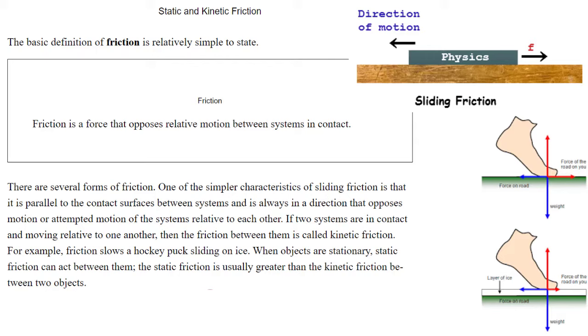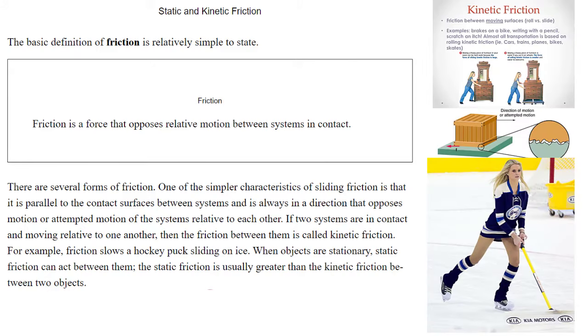If two systems are in contact and moving relative to one another, then the friction between them is called kinetic friction. For example, friction slows a hockey puck sliding on ice. When objects are stationary, static friction can act between them. The static friction is usually greater than the kinetic friction between two objects. If two systems are in contact and stationary relative to one another, then the friction between them is called static friction.